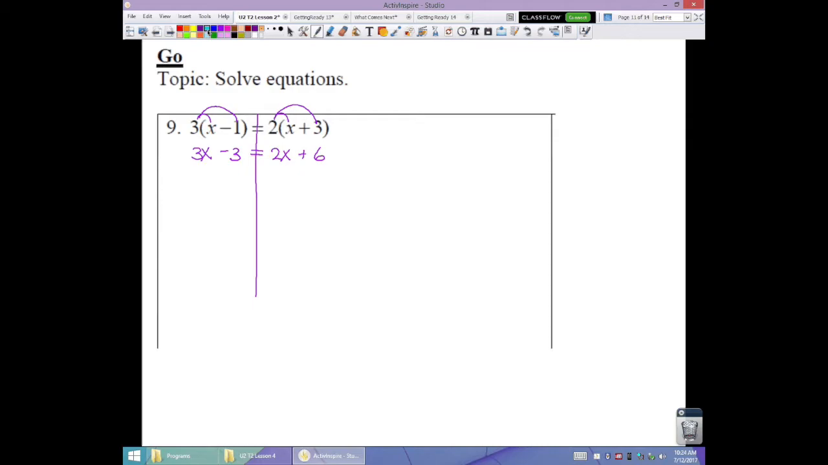I have variables on both sides, so I look for the lower amount of x's. Here's 3x, here's 2x. So I'll try to eliminate the smaller amount, which is the positive 2x. Subtract 2x on both sides. 3x minus 2x is 1x, or just x. The negative 3 still sitting there. On the right-hand side, I still have a 6. Get rid of the minus 3 by adding 3. So x is equal to 9.